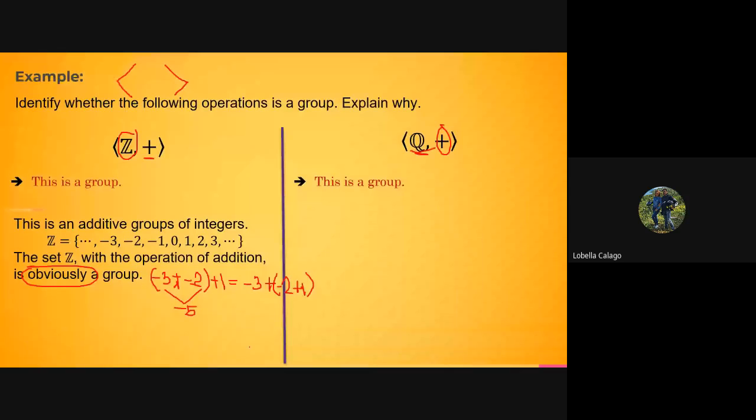Ano sinabi doon? It must be associative. For example, associative. Tingnan natin. So, we will choose negative 3 plus negative 2 plus 1 must be equals also to negative 3 plus negative 2 plus 1. Tingnan daw natin. This one is negative 5. So, negative 5 siya, no?